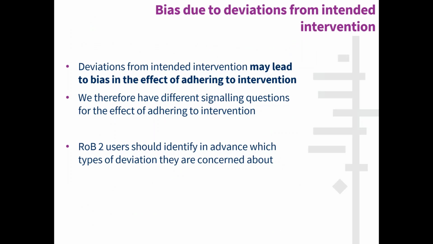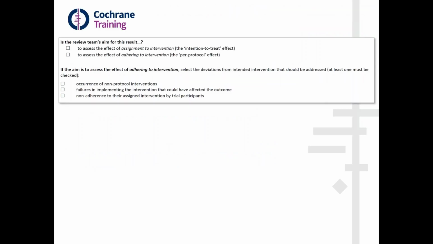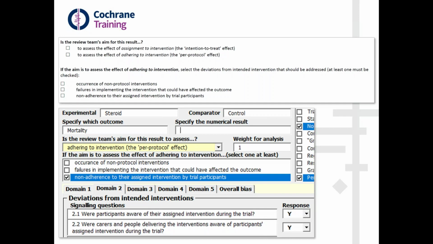Very quickly, when we're interested in assessing the bias due to the effects of adhering to intervention, then we have different sets of signaling questions for the effects of adhering to intervention. We specify that in advance, and if we're assessing the effects of adhering to intervention, we say whether we're interested in bias in adjusting for the occurrence of non-protocol interventions or failures in implementing the intervention or non-adherence by trial participants, as in the case of the screening example. And that's all specified in the software implementations.